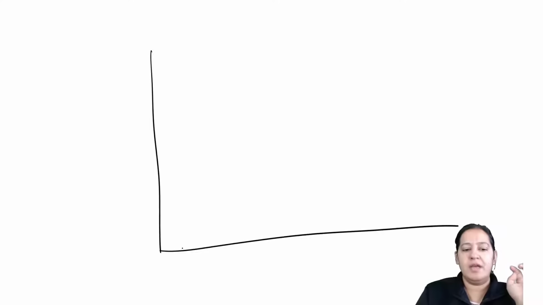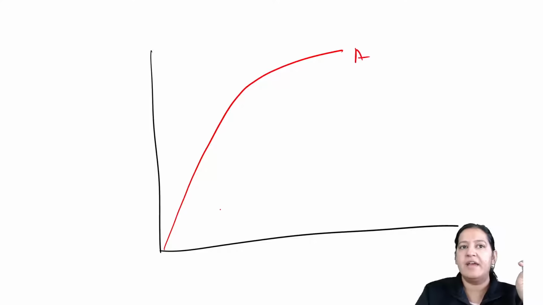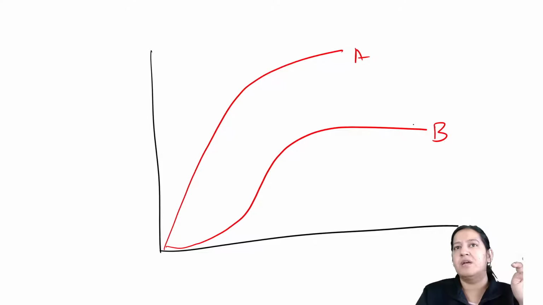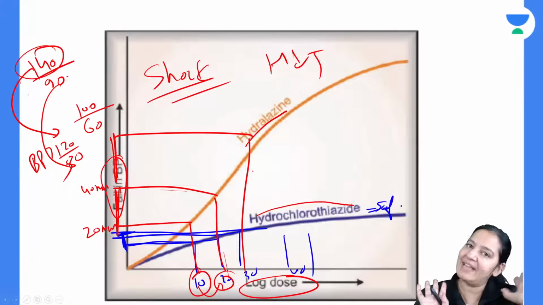Okay, let me draw a graph for you. So this is the graph 1 for drug A, and this is the graph 2 for B. So here this one is flat, but it is more efficacious. You are saying efficacy is high for steep. No, here for flat it is high. So don't relate. Anything can happen.